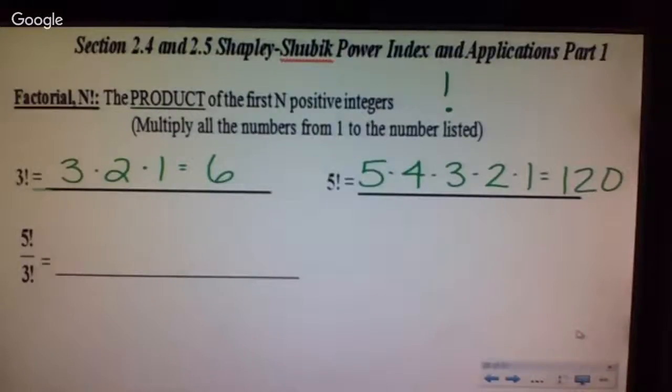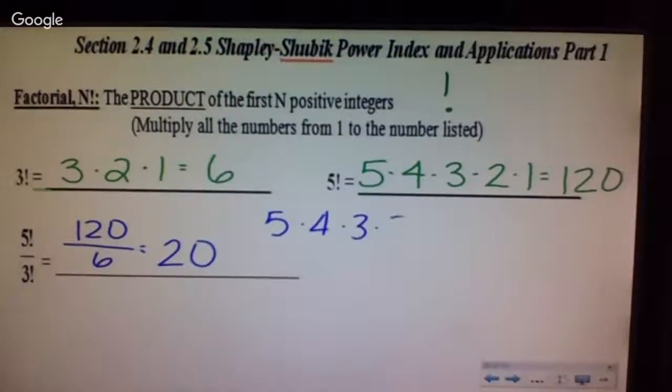You have 2 different ways that you can do this last one. 5 factorial divided by 3 factorial. Well, I already know that 5 factorial is 120, and I know 3 factorial is 6. So if you have both of them, you can just divide. Or, watch what else happens. 5 factorial is 5, 4, 3, 2, and 1, and in the bottom is 3, 2, and 1.